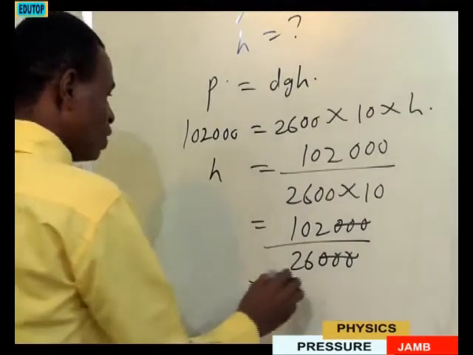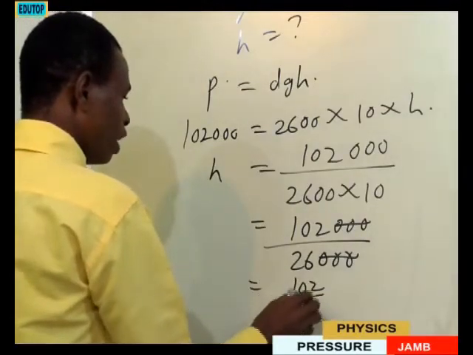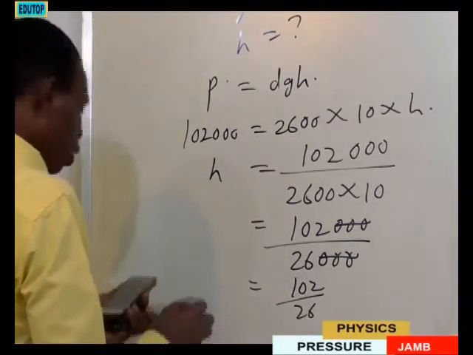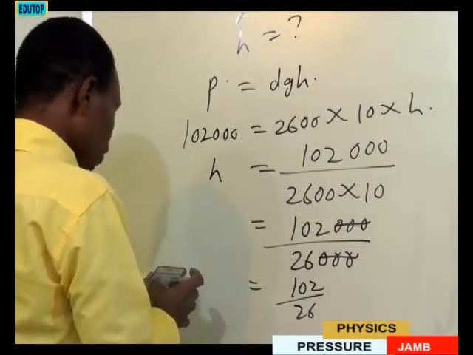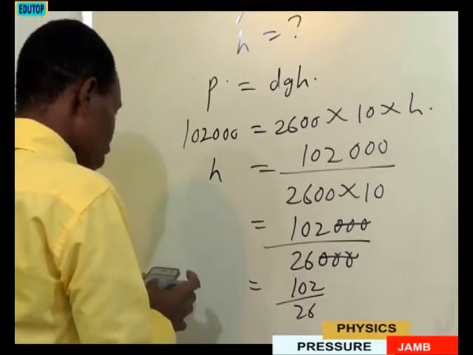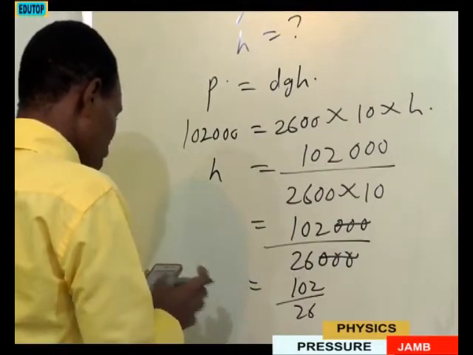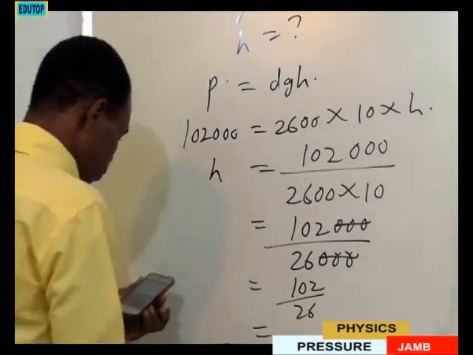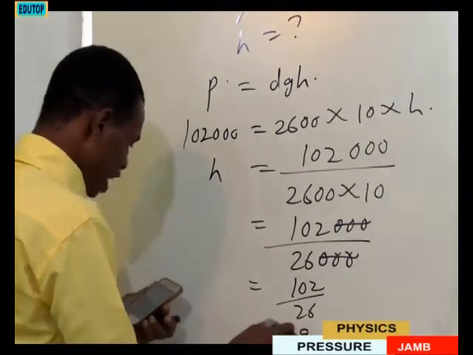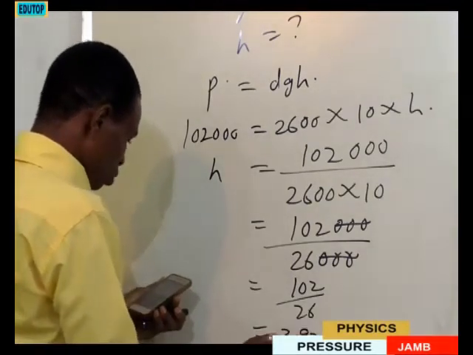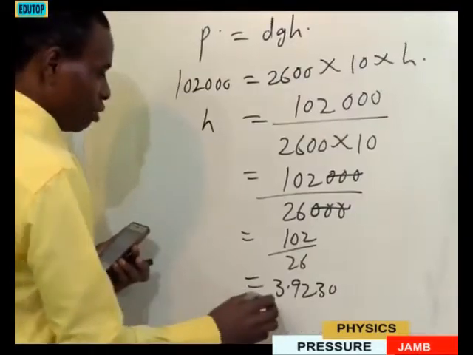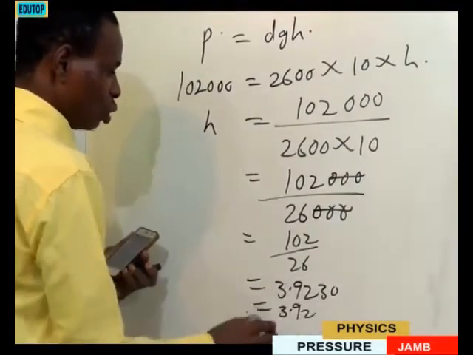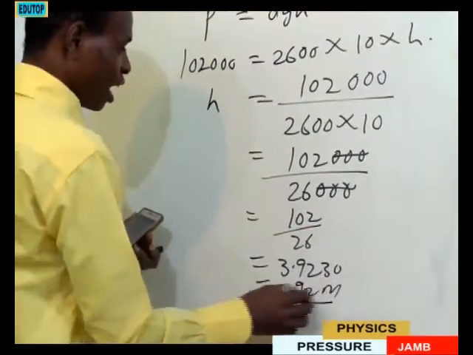What we are having left is 102 divided by 26. Once we have that, we can quickly calculate the value of 102 divided by 26, and that will give us 3.9230. Okay, and approximately we can have 3.92 meter.